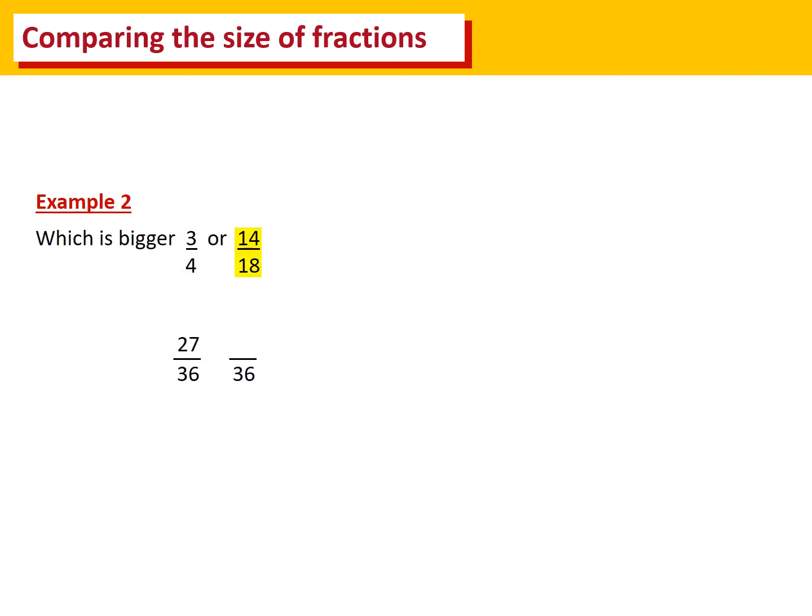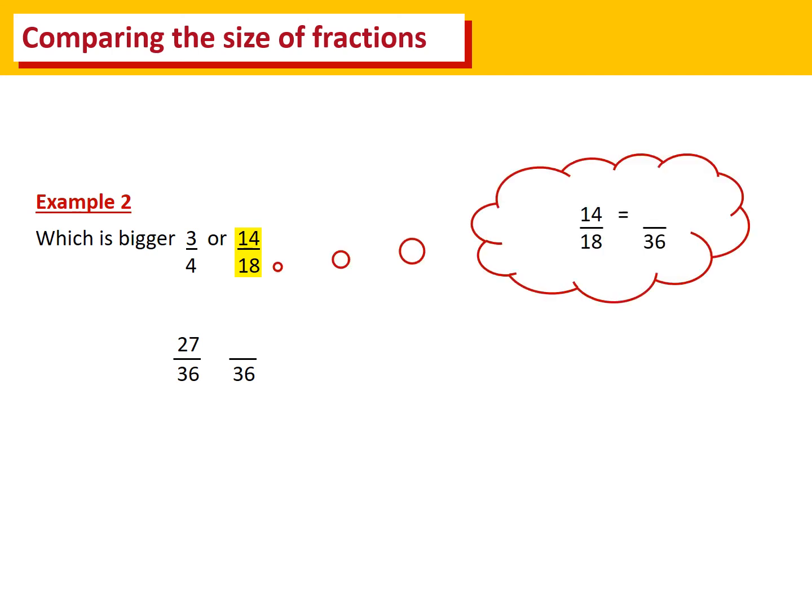Now we do exactly the same to 14 over 18. What have we done to the denominator to turn it into 36? We've multiplied it by 2. So we must do exactly the same to the numerator, and that gives us 28. So 14/18 is the same as 28 over 36.